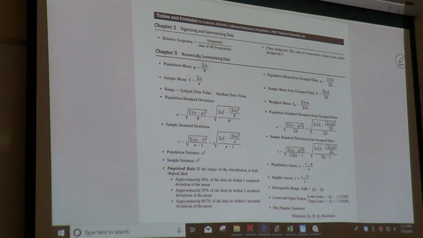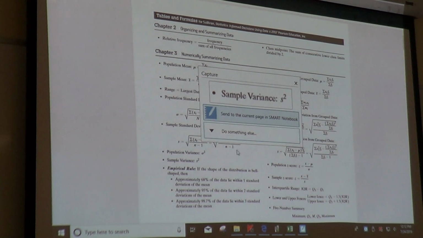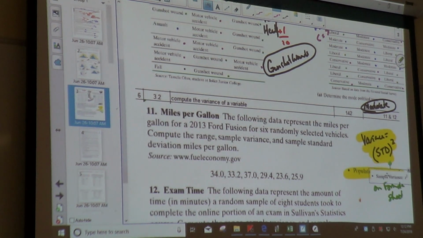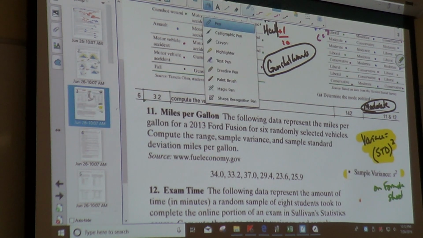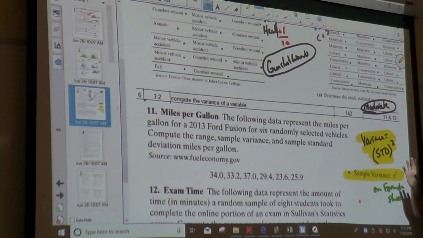Oh crap, I grabbed the wrong one. Thank you. Sample variance. All right. Just cover that little thing right up and nobody will ever know. There we go. So it is on the formula sheet that sample variance is your standard deviation squared.